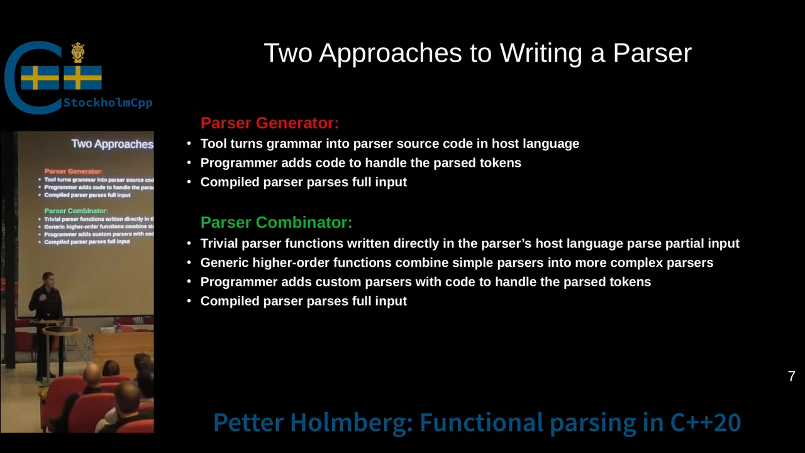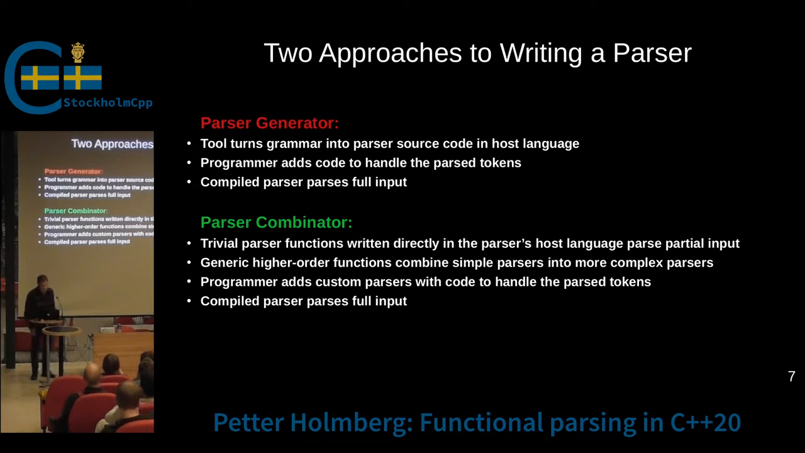Another approach, if you don't want to use a tool and want to start from scratch, and one that works great with functional languages, is to write a parser combinator. That's the kind of parser I'm going to talk about. With a parser combinator, you just write functions, and there are two kinds of functions. The first kind are just called parsers. You start by writing very trivial parsers that don't parse the entire input, they just parse maybe a single character.